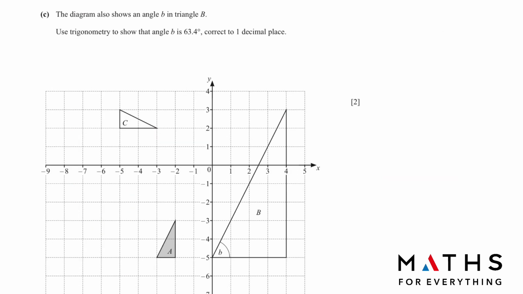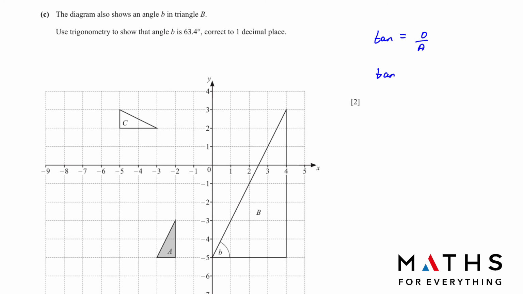Now question number C. The diagram also shows an angle B in triangle B here. Use trigonometry to show that angle B is 63.4. We can count the squares because they said it was 1 centimeter, and find the adjacent and opposite of angle B. So angle B is opposite over adjacent. What does that mean? Which trig identity will we use? We are going to use tan.